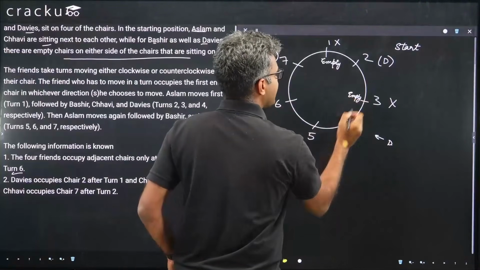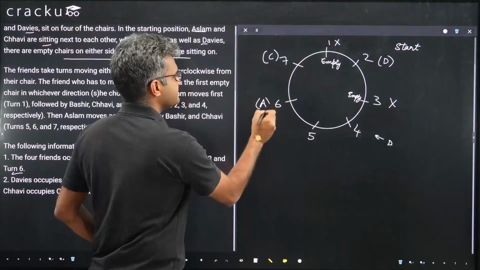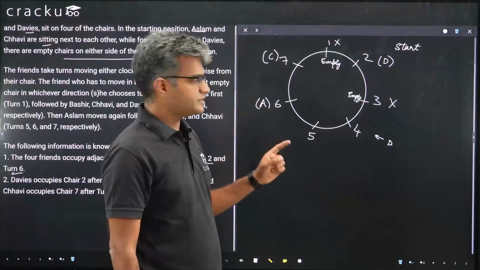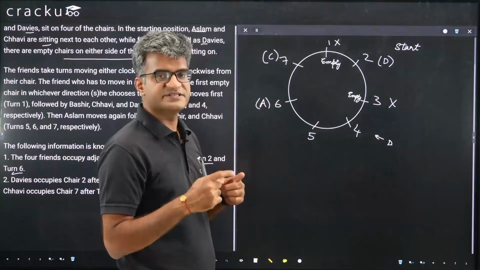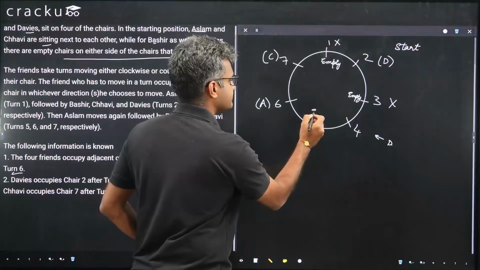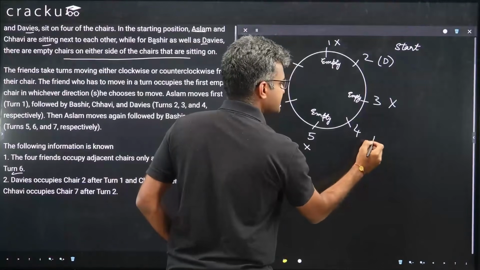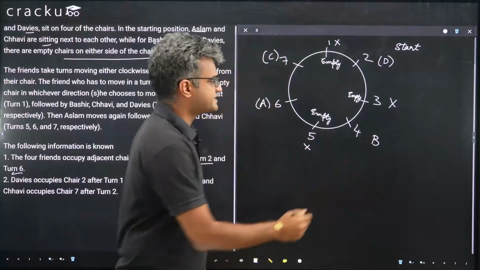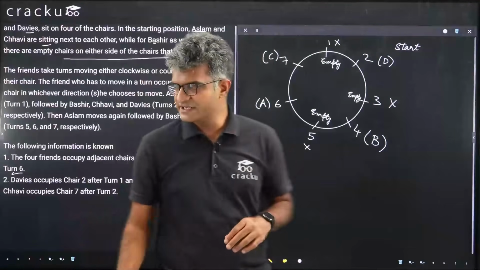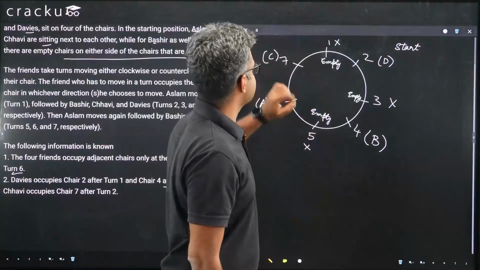I also know that A is sitting beside C. Therefore, A has to sit in seat number 6. Now 4 and 5, one of these 2 chairs, B is sitting. But I do know that on both sides of B, the chair is empty. So B is not sitting at 5. This has to be empty. And this is where B is sitting. Chair 4 is where B started. Chair 4 is where D comes after some turns. I think it is turn number 5. This is where D comes. This is at the start.